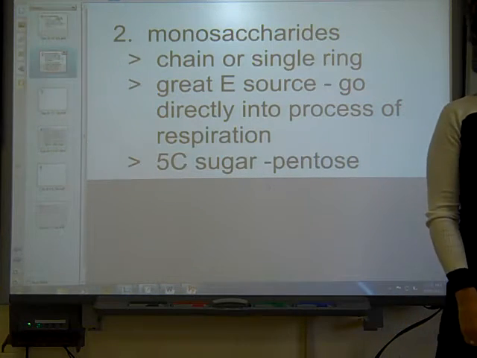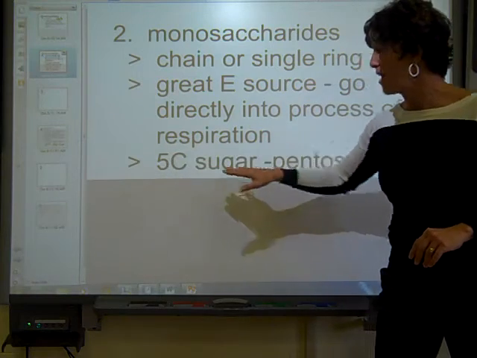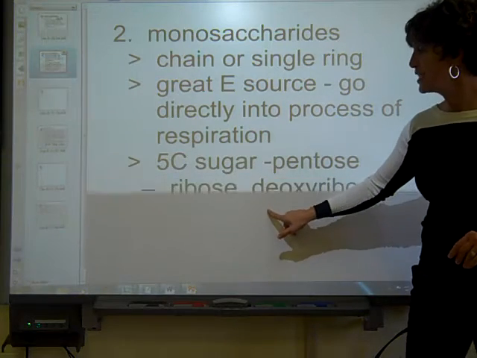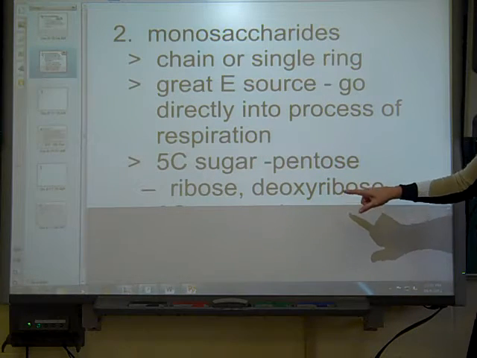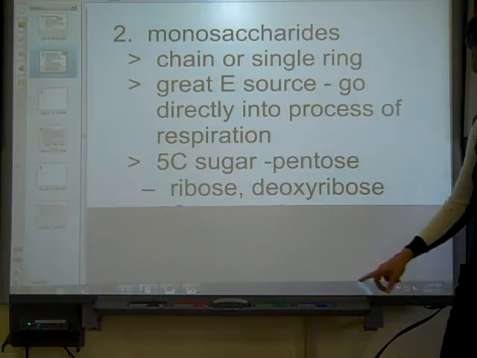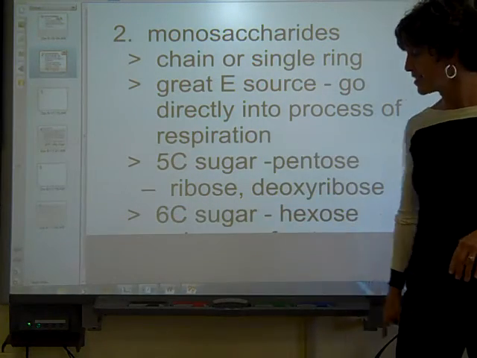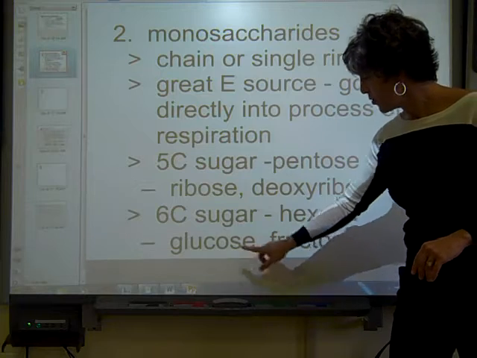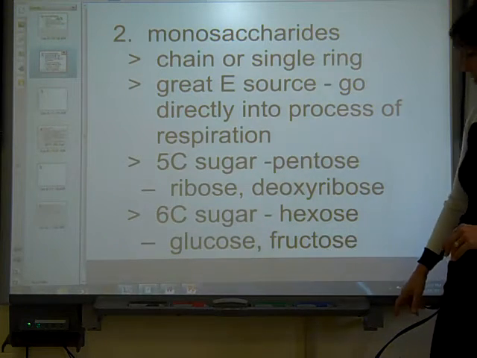There are some that you should really know the names of. 5 carbon sugars. Pent means 5. Os means it's a sugar. 2 examples of that. Ribose is the sugar in RNA. Deoxyribose is the sugar in DNA. A 6 carbon sugar would be a hexose because 6 is hex. And you should know glucose and fructose. Fructose is fruit sugar. That's like what's in oranges.